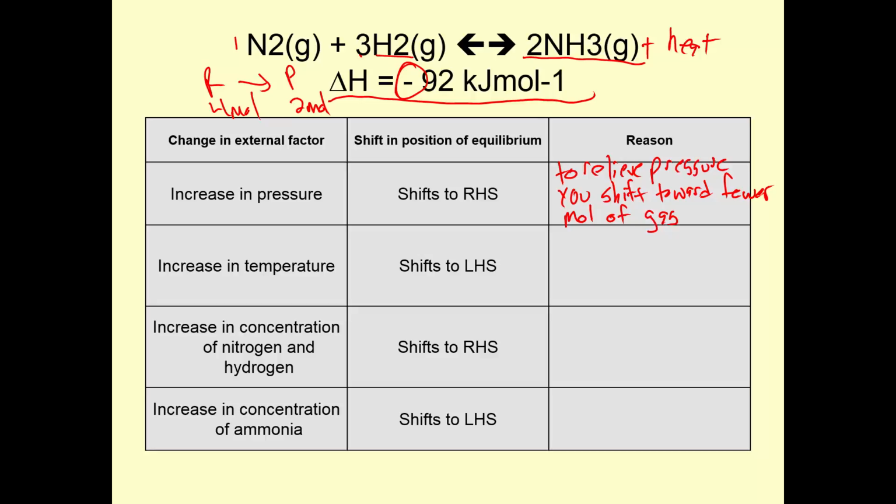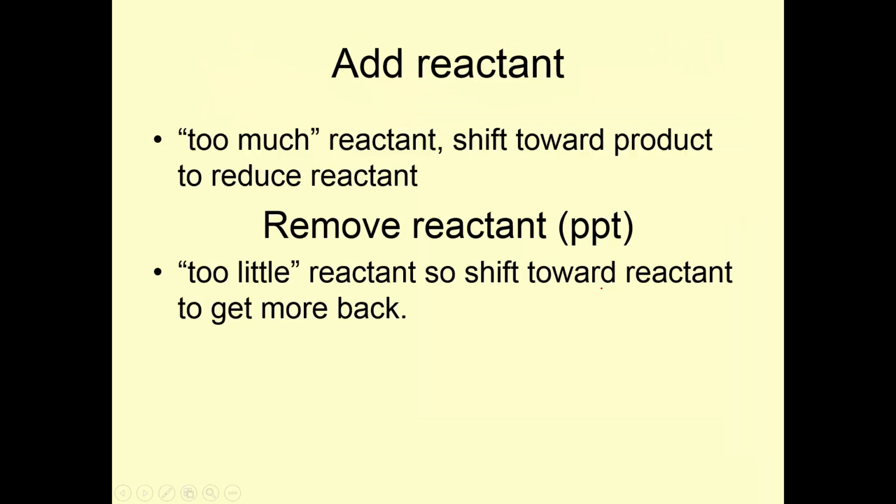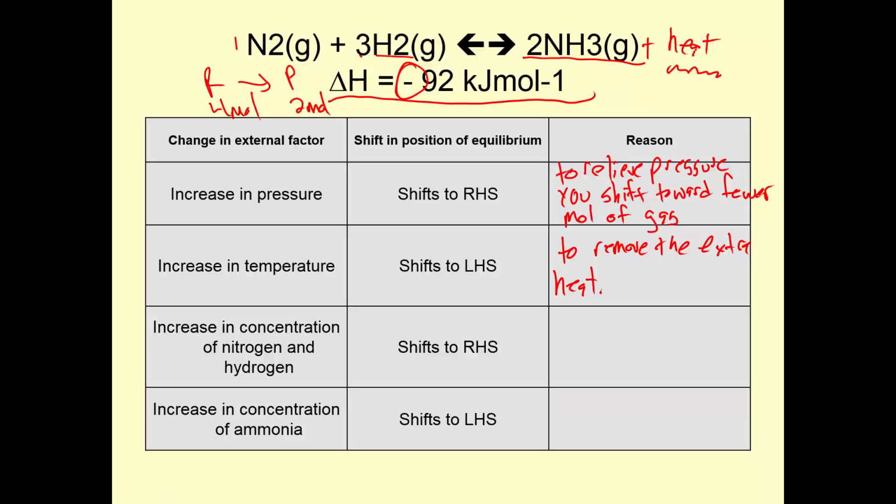If I increase the temperature, notice temperature is heat over here. It'll shift to the left-hand side to remove the extra heat. So notice this side, if I go to the right, I'm producing heat. Well, if I increase the temperature, I don't want to produce heat, I want to reduce heat. So I shift to the left, because if I go this way, I will go to the side with less heat.